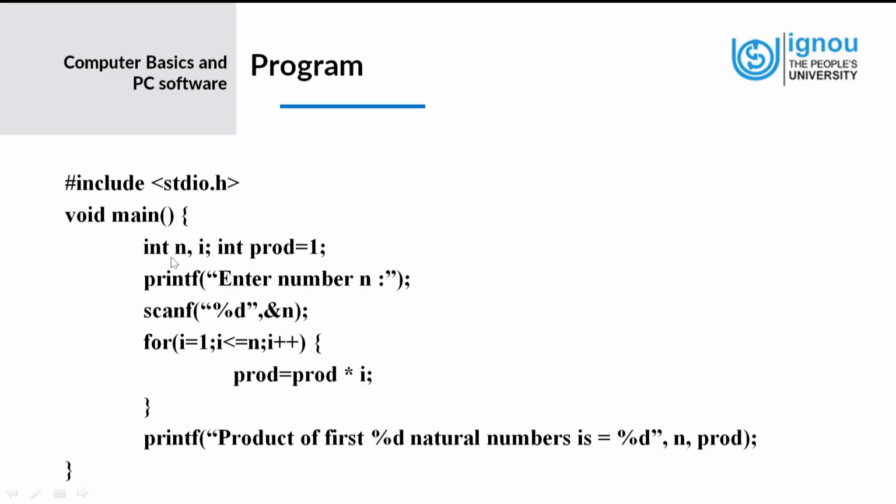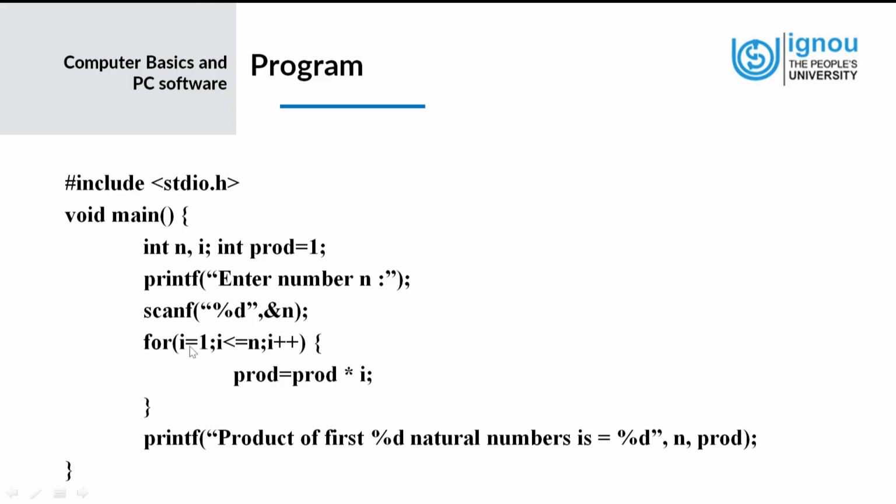So we are defining n and I as integer values, and product we are initializing to 1 in addition to being an integer. Then we print "enter number n", and this will be displayed on the screen. When the user runs the program, the value entered by him or her will be scanned into this n. This is the syntax. Ampersand is basically the address of variable n, which right now you need not know about, but this is how it works.